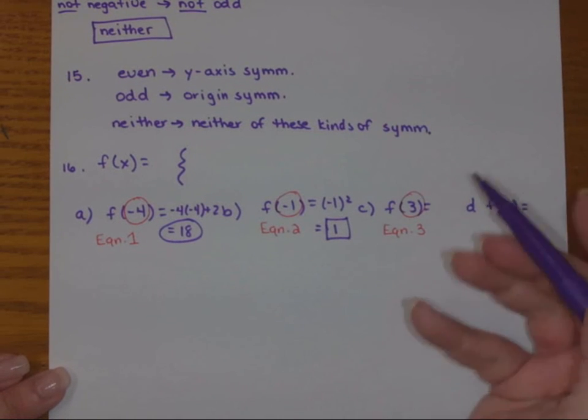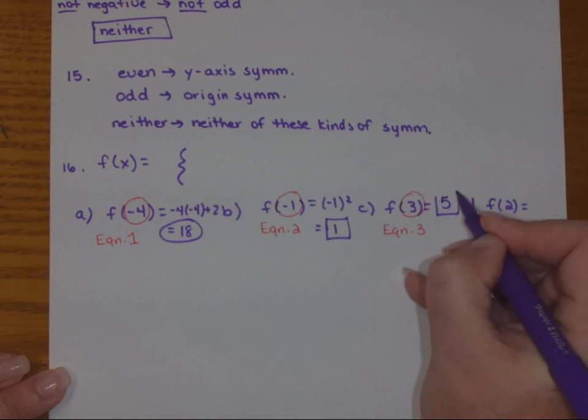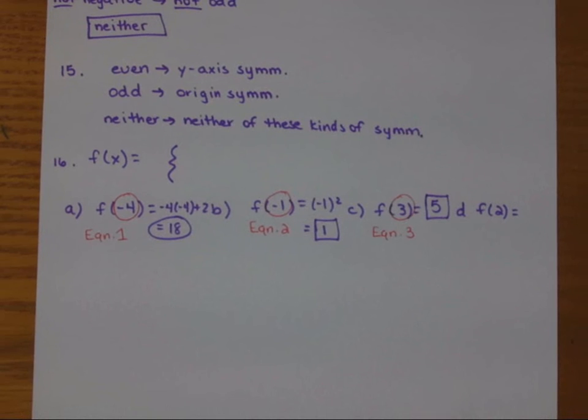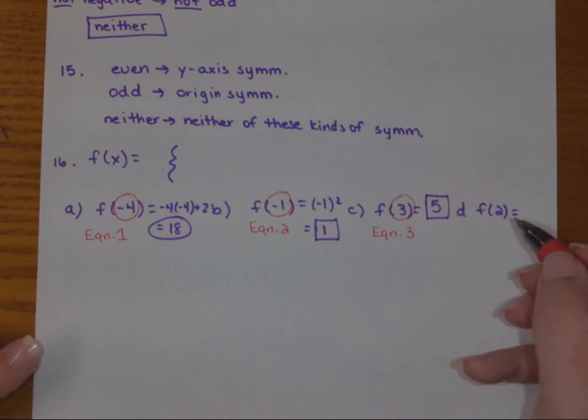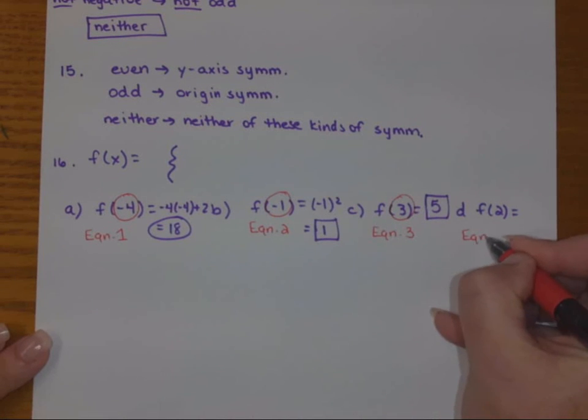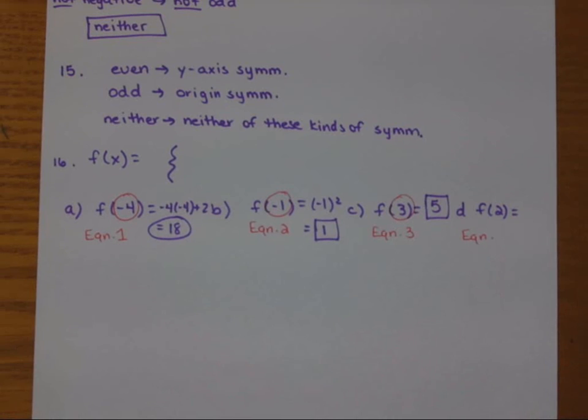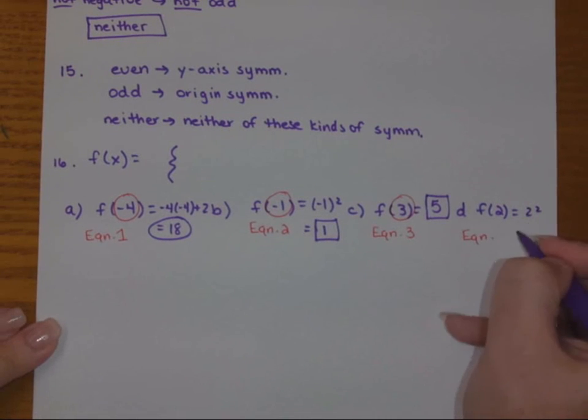Equation number 3 is not very interesting. It's just always the answer 5. And then last but not least, f of 2 is going to be plug in 2, and notice that would fall under equation 2 again, because 2 is between -1 and 2. So we would just do 2 squared and get 4.